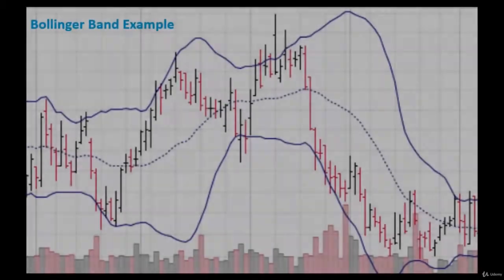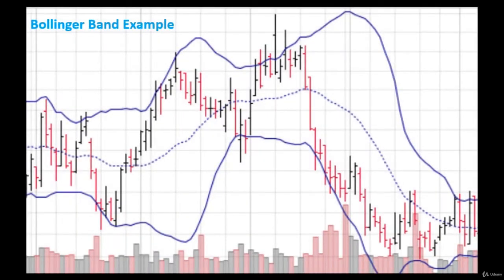So let's look at an example of a Bollinger Band so you can see what this looks like, and it'll make a little more sense. This could be any security, because the patterns will all be different, but how it works is the same.